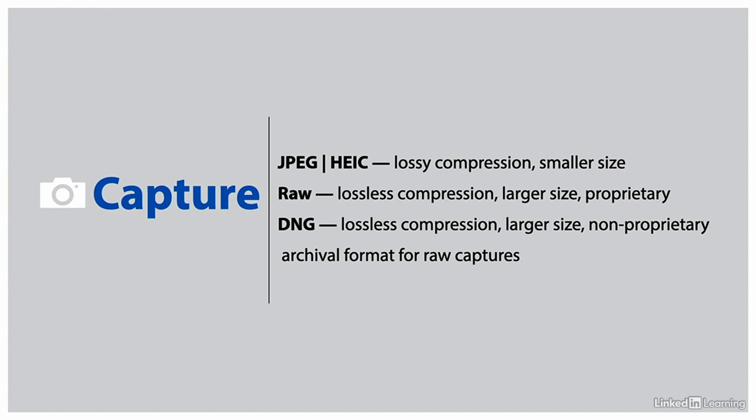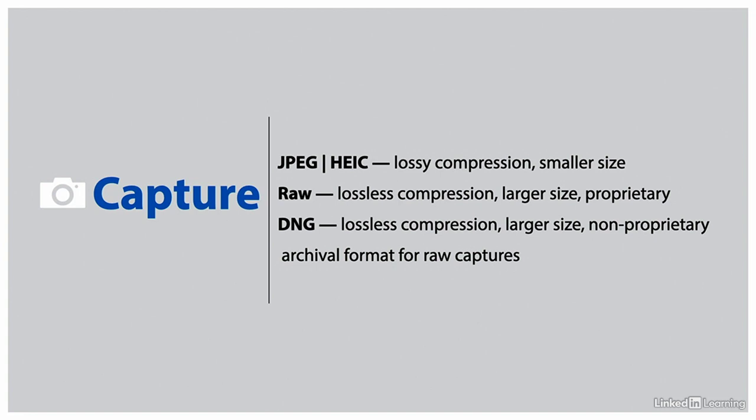Now, most camera manufacturers have their own proprietary raw file formats. So, for example, Nikon files have the .nef file extension, and Canon uses CRW, and Sony uses ARW, but they're all still considered raw files.